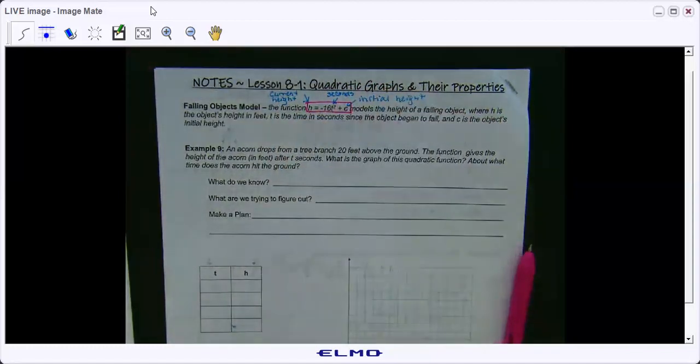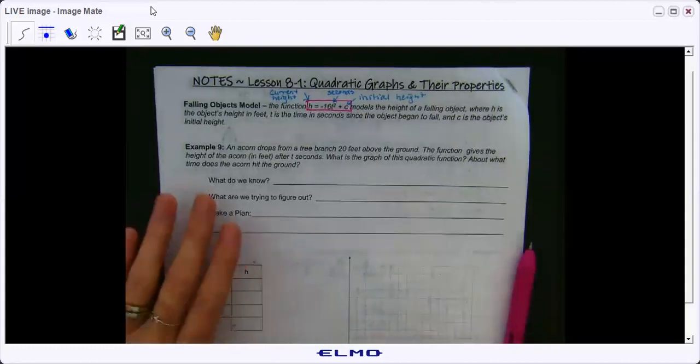So let's look at our situation. We have an acorn and it drops from a tree branch 20 feet above the ground. The function gives the height of an acorn in feet after so many seconds. What is the graph of this quadratic function? About what time does the acorn hit the ground? So we're trying to figure out how long it will take for that acorn to hit the ground, and what the parabola or the graph will look like.